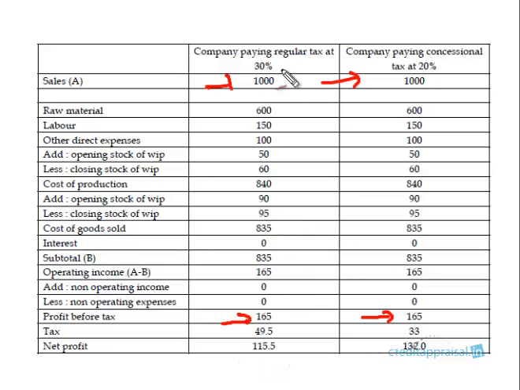So this company is paying a regular tax of 30%. This company, maybe it's located in a backward area, and maybe there's a concessional tax rate offered by the government. So this company is paying a lower tax, and based on that, it ends up having a higher profit. The other company has a lower profit only because of one item difference, that is the tax rate. Had you not considered the tax rate, these two companies are operating exactly the same. It's only the tax amount that is making the difference.